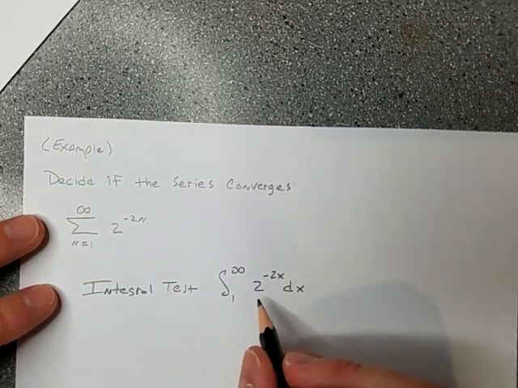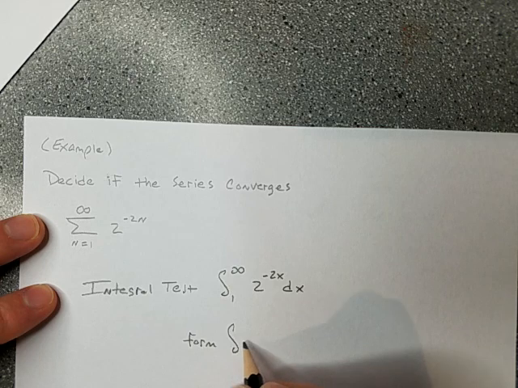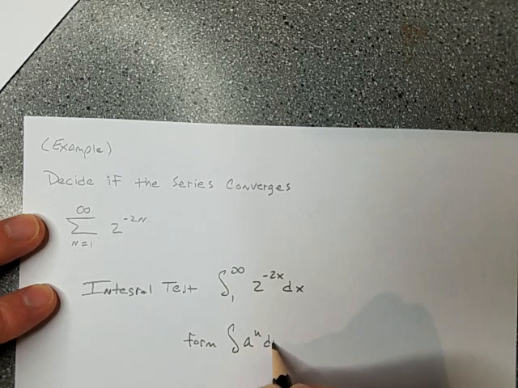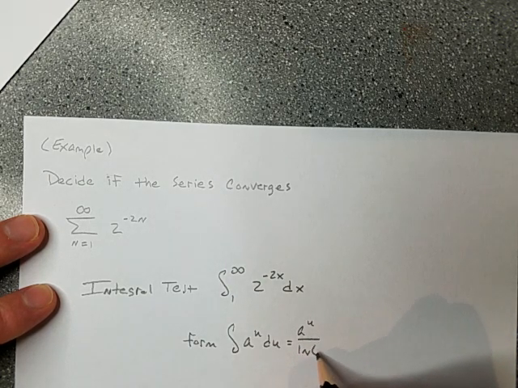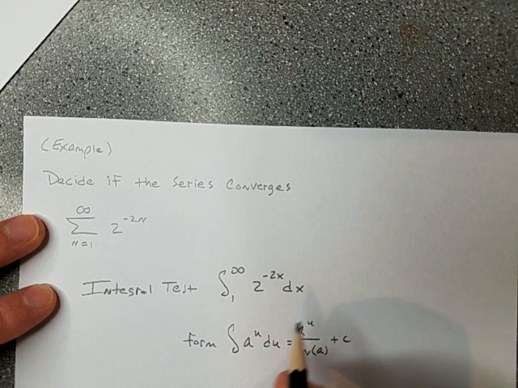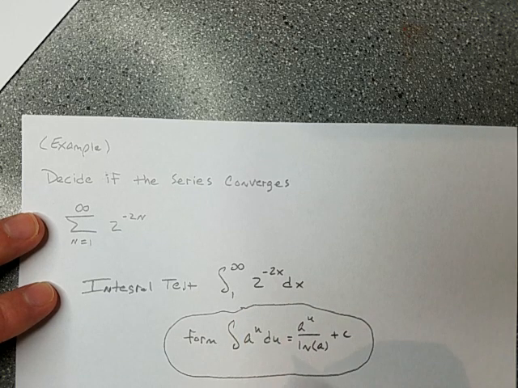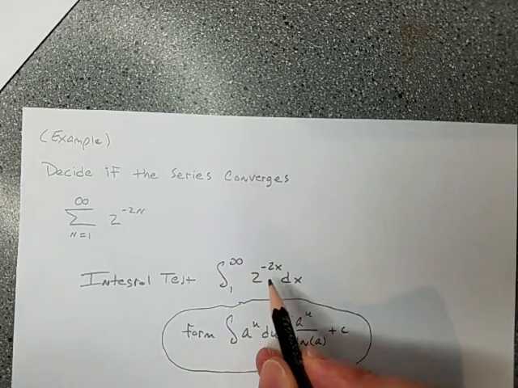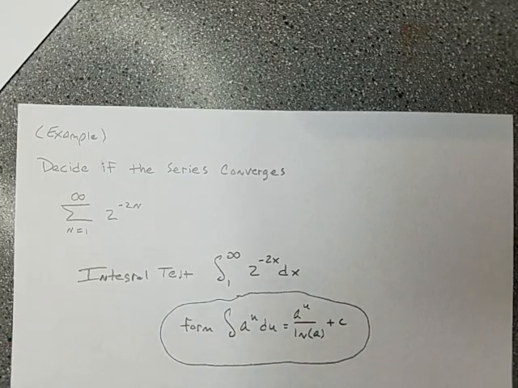This right here is of the form of integration a to the u du, whose antiderivative is a to the u power over natural log of a, plus c. So that's the kind of form we're going to be dealing with in this one. u is going to be negative 2x, all right? And du is going to be negative 2 dx. Okay, so that's how it works. That's the form of integration that it actually is.